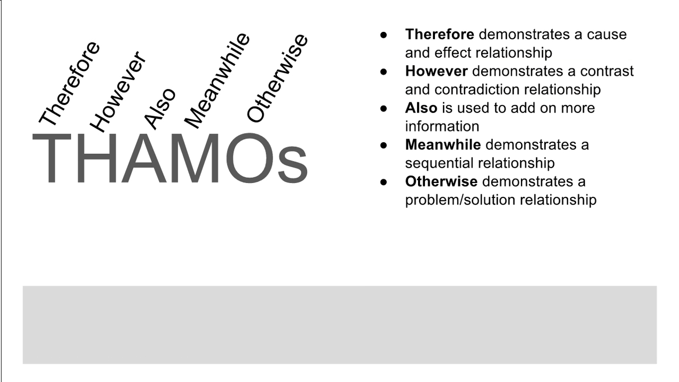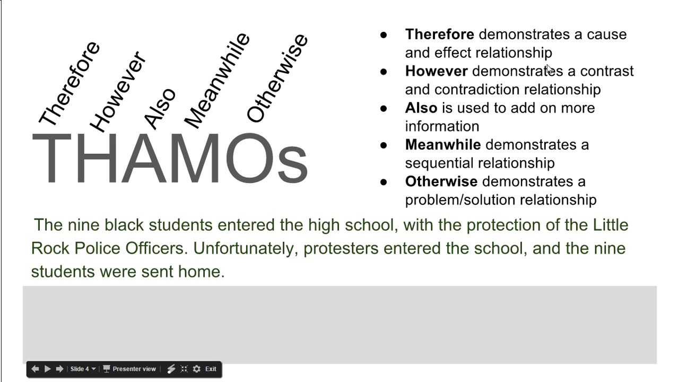Next one, this one you're going to work on. The 9 black students entered the high school with the protection of the Little Rock police officers. Unfortunately, protesters entered the school and the 9 students were sent home. So my period, I know, will be deleted, and I must replace it with a conjunctive adverb. I'm going to pause. You're going to pause the video here and think through which conjunctive adverb represents the relationship here. Pause.